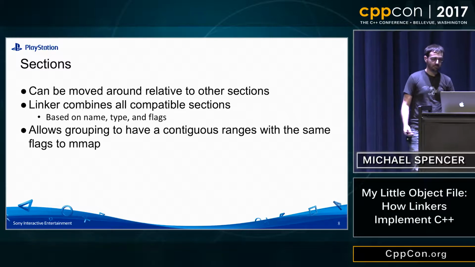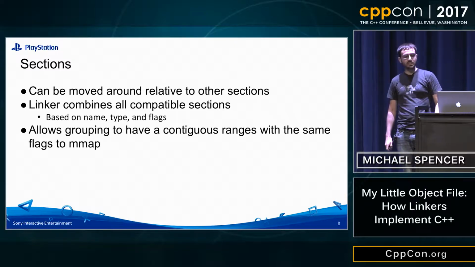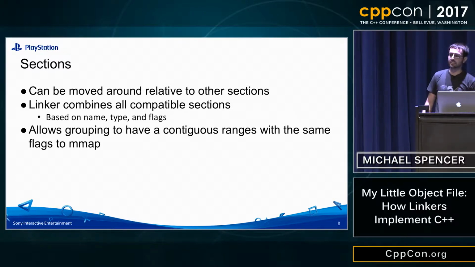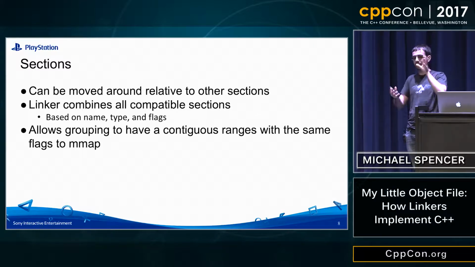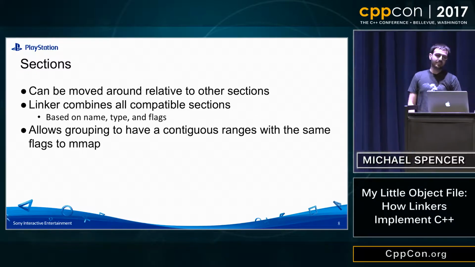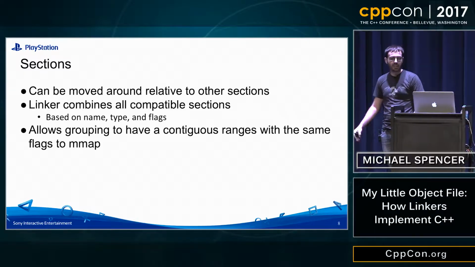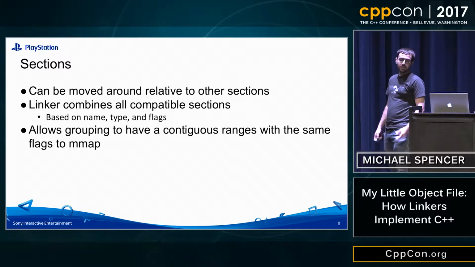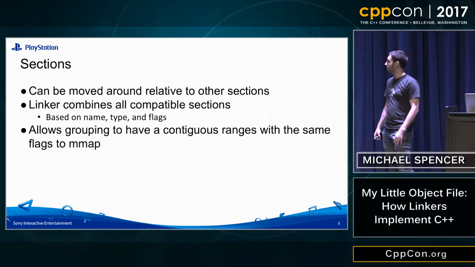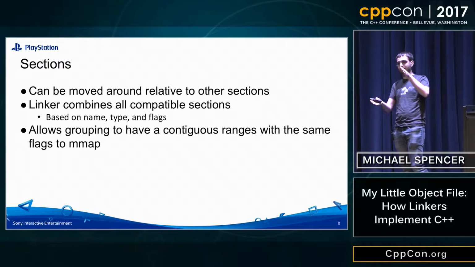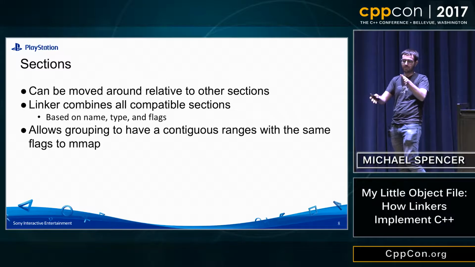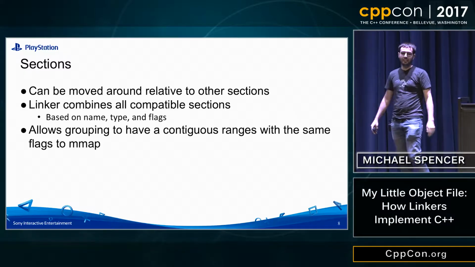It would be bad. So what this actually allows is that the linker can combine sections and group them together. And it does this based on the name of the section and type of the section and some flags. And by grouping them together, the loader can just look at that file, can mmap it, just map that file page into memory, and then it's done.